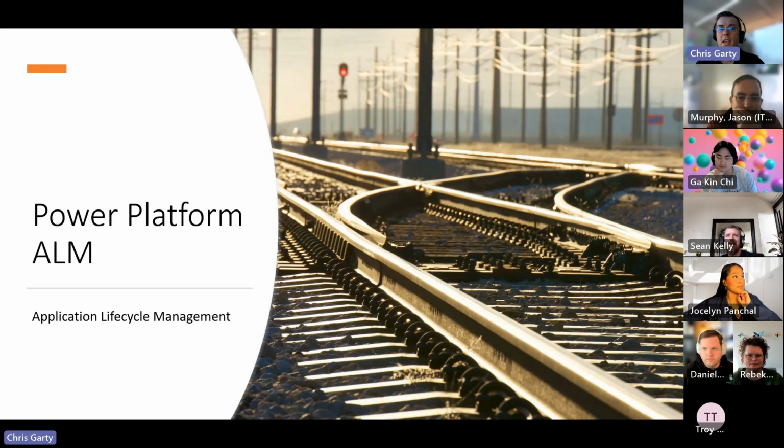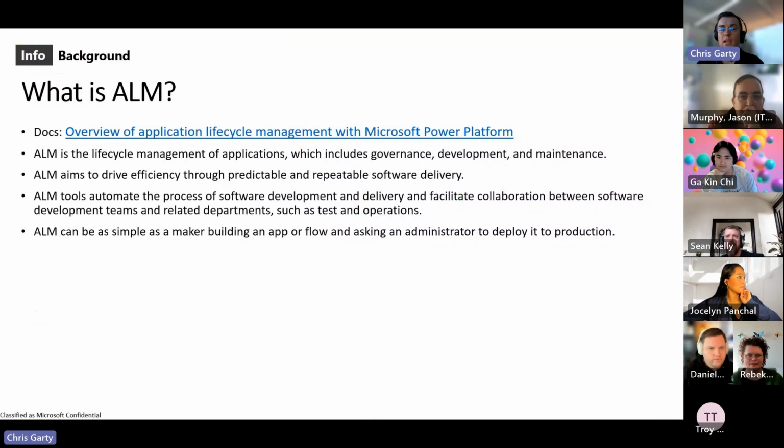So Power Platform ALM, what is ALM? It's the lifecycle management of applications, includes governance, deployment, and maintenance. We aim to drive efficiency through predictable and repeatable software delivery. The tools facilitate collaboration between teams and departments. It can be as simple as a maker building an app or a flow and then just asking an administrator to deploy it to production.